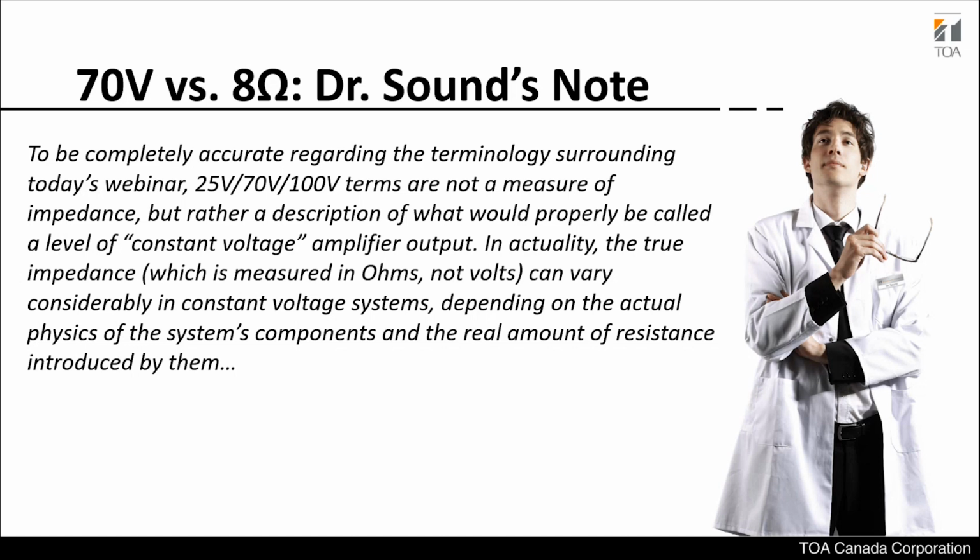To be completely accurate regarding the terminology surrounding today's webinar, 25-volt, 70-volt, and 100-volt terms are not a measure of impedance, but rather a description of what should properly be called constant voltage amplifier output. In actuality, the true impedance, which is measured in ohms, not volts, can vary considerably in constant voltage systems, depending on the actual physics of the system components and the real amount of resistance introduced by them.